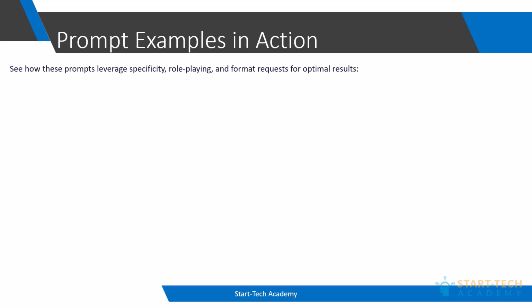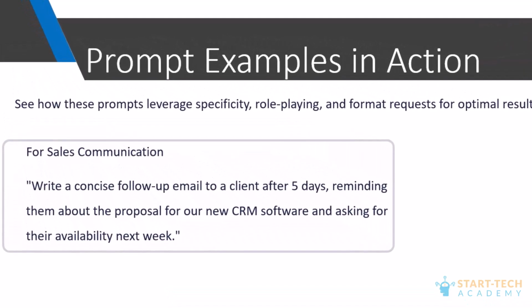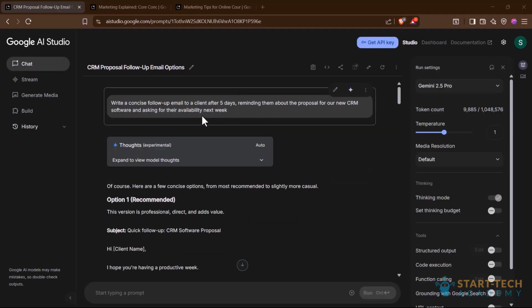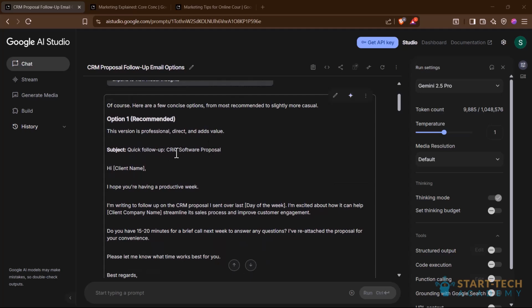The first example is sales communication. Here we have a prompt in which we are asking Google AI Studio to write a concise follow-up email to a client after 5 days, reminding them about the proposal for our new CRM software and asking them for their availability next week. Let's see how this prompt did in Google AI Studio. So this was our prompt, and this is the output that it has given us.